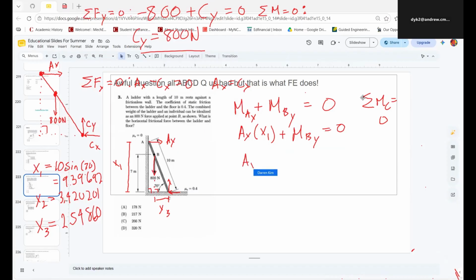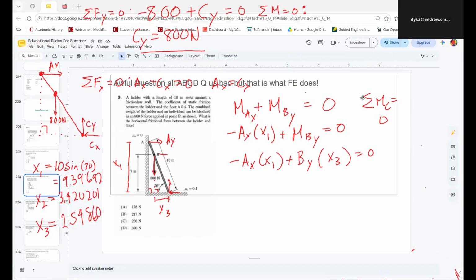So AX times x1. And over here, we have to use the right-hand rule. So this is actually negative. My apologies. Right-hand rule, negative. Over here is positive. So plus B, and it's going to be a y, and it's going to be parentheses. Well, clearly this is going to be x3 equals 0. So in this case, we know everything. Am I forgetting something? No, I think this is the right way.